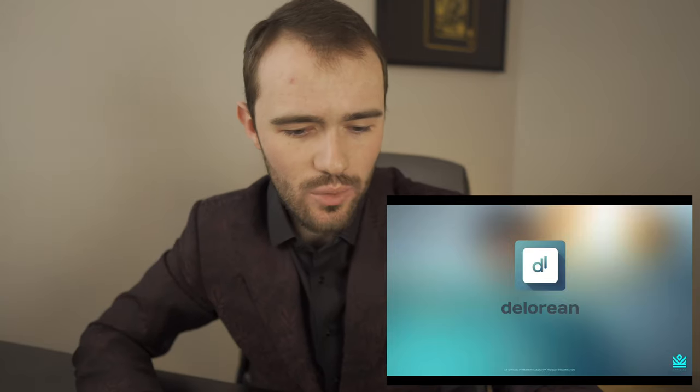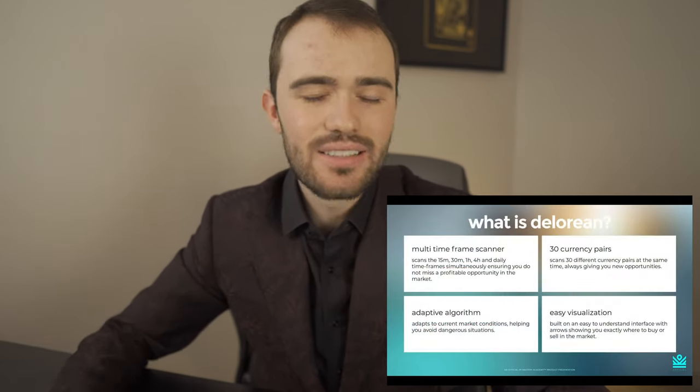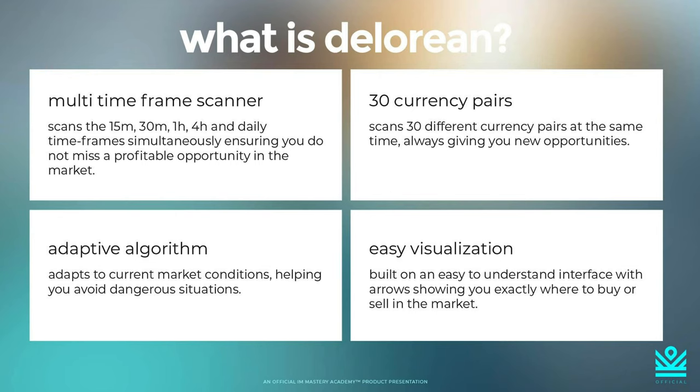What is DeLorean? Well, DeLorean is a multi-time frame scanner at its heart. It scans the 15-minute, 30-minute, 1 hour, 4 hour, and daily time frame simultaneously across 30 different currency pairs. What this means for us is that we have 150 different opportunities and options it is scanning for every single day. And this is 3 years in the making.